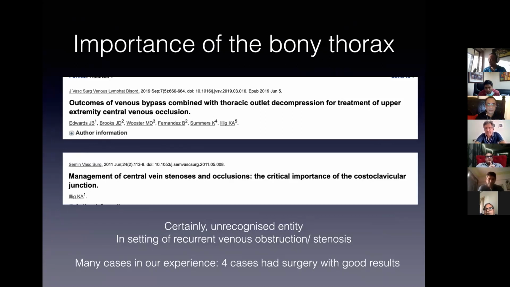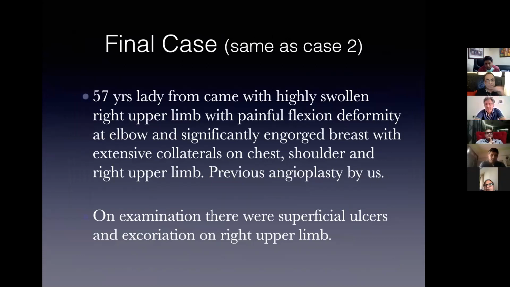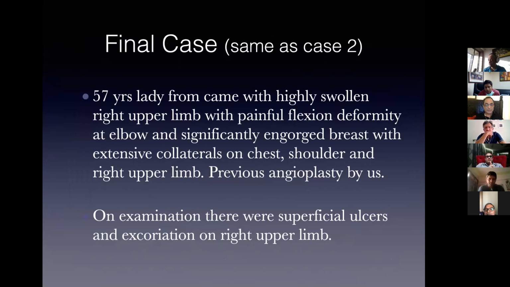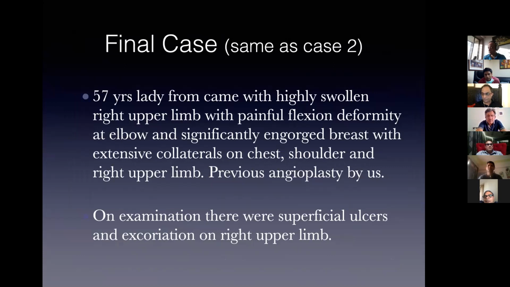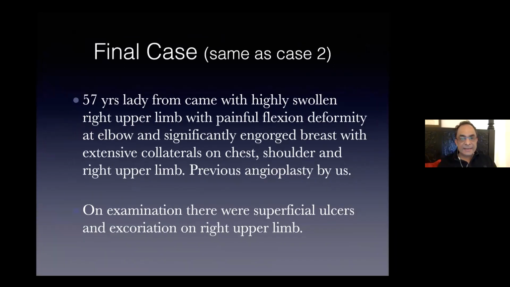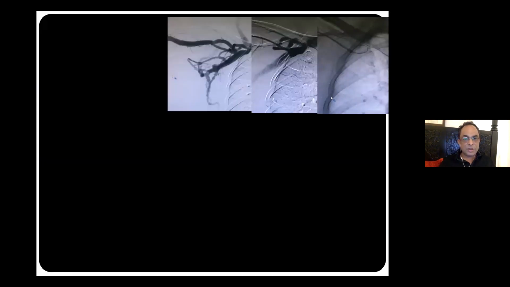So let me just talk to you. Okay, so this is the final case actually, and this is the same case as case 2, the case where we had the 2 support catheters. So this is what I'm talking about. A 57-year-old lady who came with a highly swollen right upper limb, painful flexion deformity at elbow and significantly engorged breast, extensive collaterals on the chest, shoulder, and right upper limb, previous angioplasty done by us. On examination, there were superficial ulcers and excoriation on the right upper limb. So you've seen these pictures.